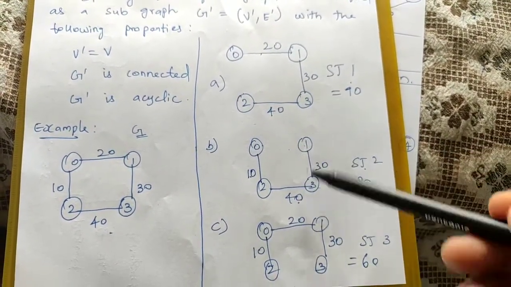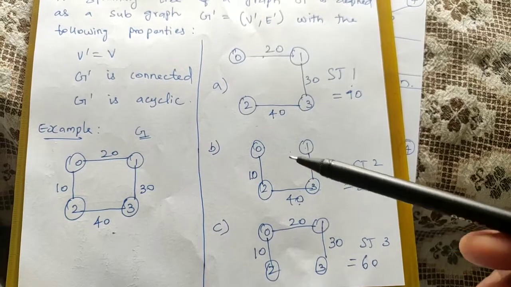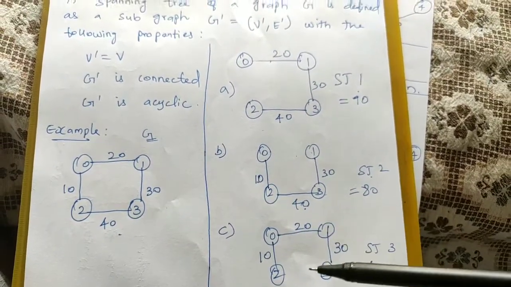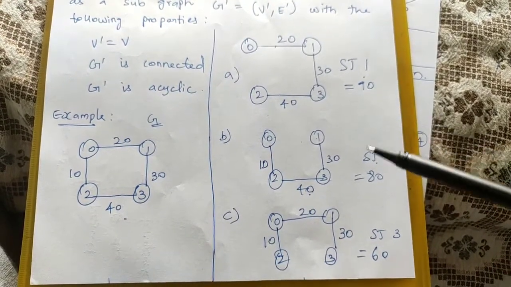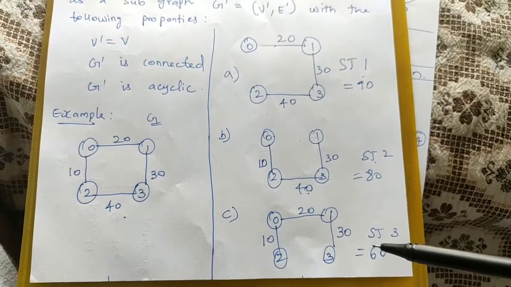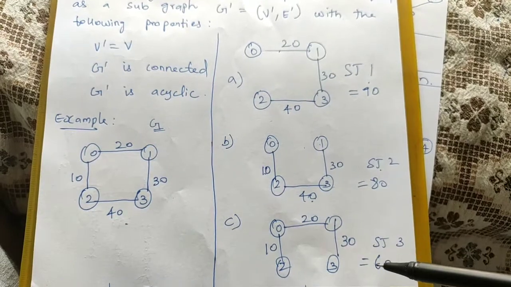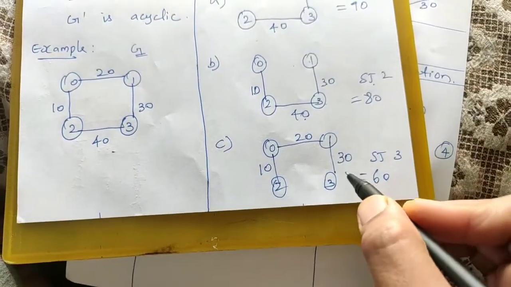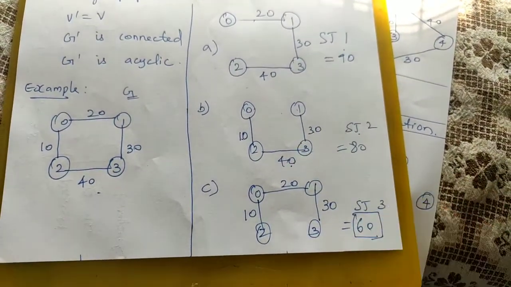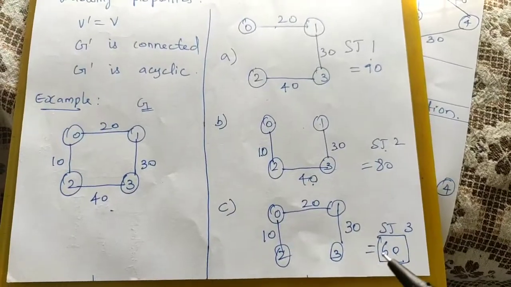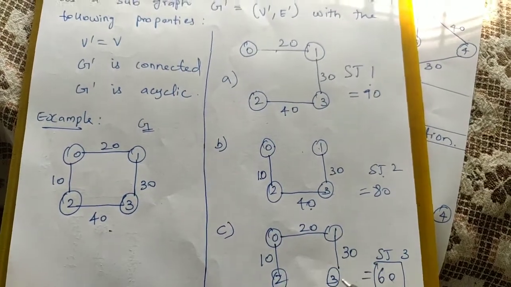Based on the 3 spanning trees I have constructed, which spanning tree is having the minimum cost? Cost of spanning tree 1 is 90. Second spanning tree is 80. Third spanning tree is 60. So which spanning tree is having the minimum cost? If you see, the third spanning tree is having the minimum cost. So out of the 3 constructed spanning trees, the spanning tree which gives you the minimum cost will be considered as the minimum spanning tree.